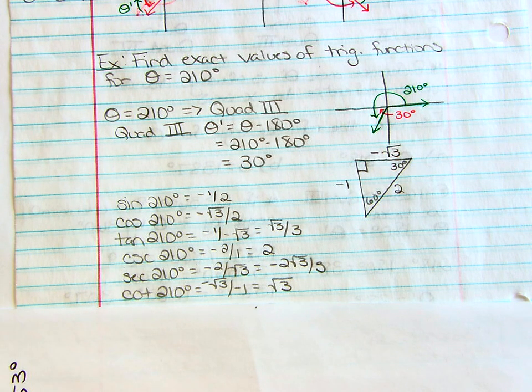Should cosecant be negative? Yes, it should. It should have a negative there. Good catch. And I'm OCD enough, I can't draw it in with a pen, so I'll fix that later.